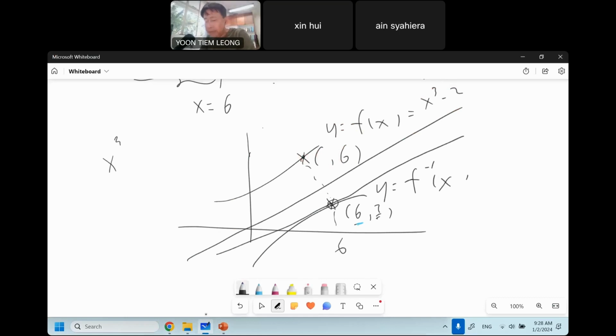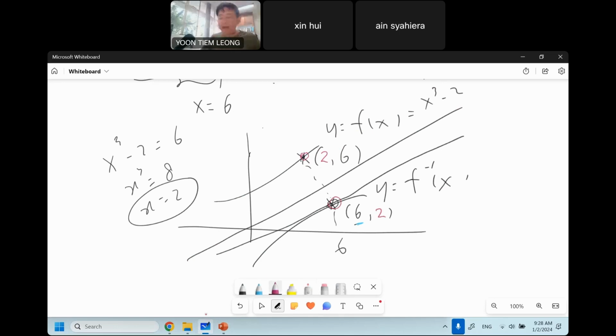So you just set x cubed minus 2 equals 6. So then x cubed is equal to 8. Then x is equal to 2. So you know that here the value of the x coordinate is 2. So in other words, this point, when it's reflected onto this point, then x and y will replace each other. Therefore, the coordinate here is simply equal to 2.